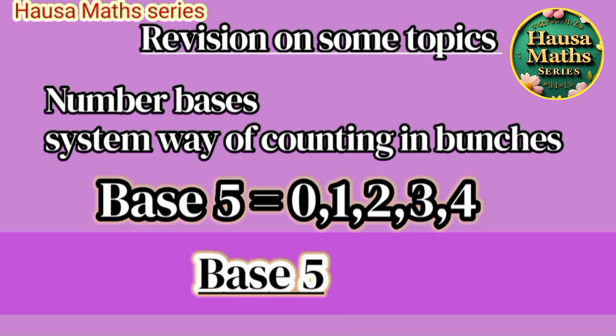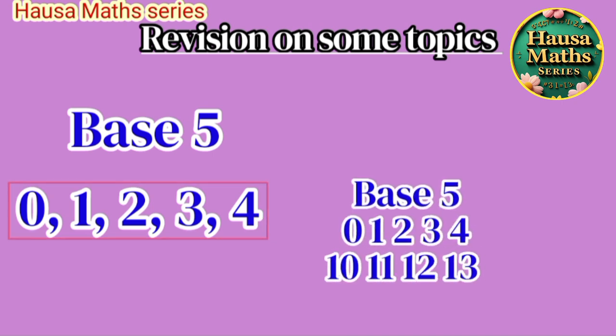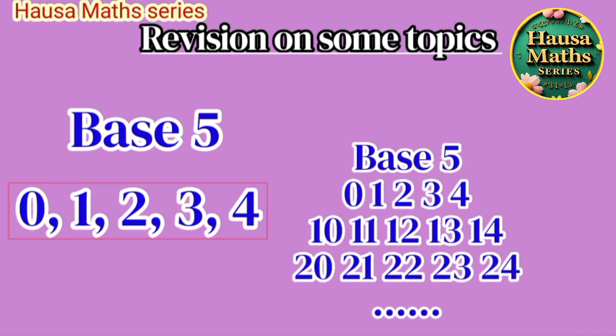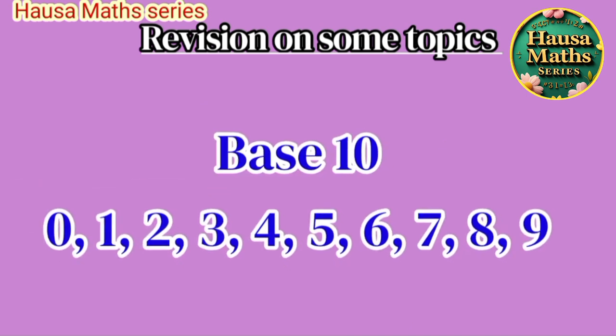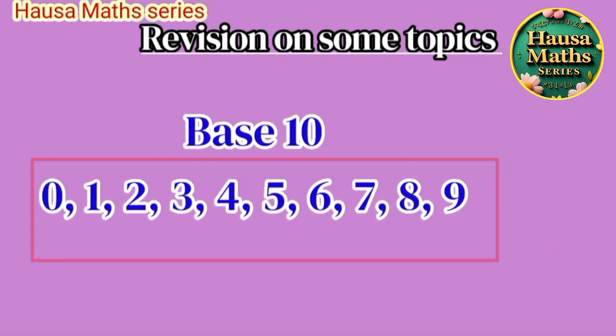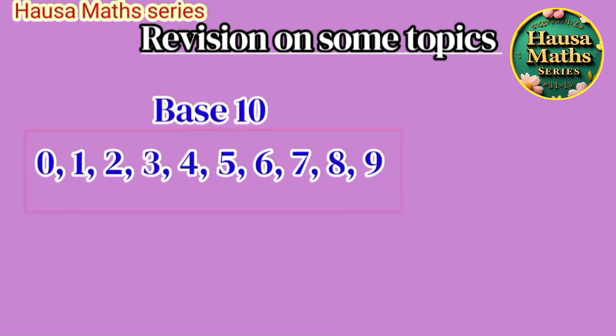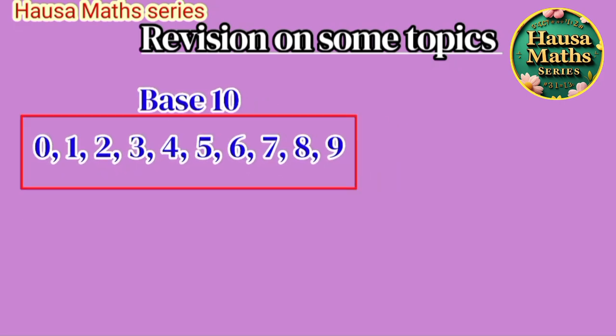So if you said bases means we need to be counting a number in such a form that once it reaches such a number, like base 5, once it reaches 5 numbers, we are going to make it a bundle and start counting again. As well as base 10, when we start counting, we start with 0 up to 9. Once we reach 9, we make it a bundle and make it a single one. So that is a form of the bases.